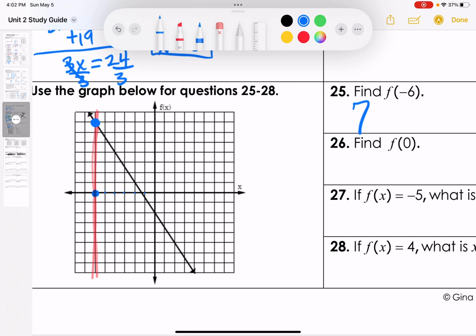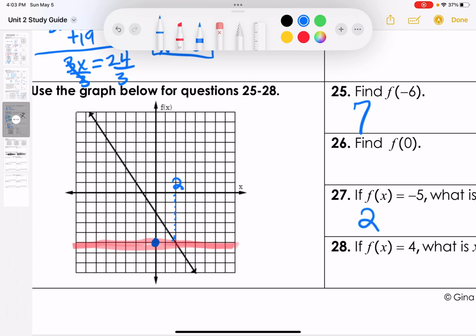All right, 27, if f of x equals -5, what is x? So this time I do the opposite. I'm going to find -5 on the y-axis. Okay, and I want to see at what x value it hits, which would be a +2. All right, so that's all for evaluating functions. Any ones that I did not do, make sure you go back and complete those.